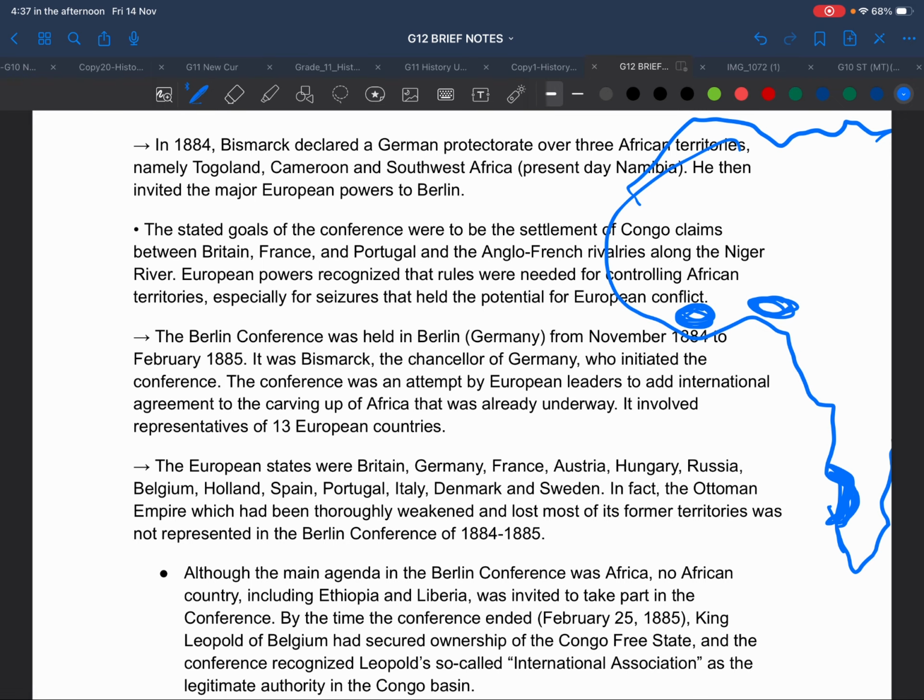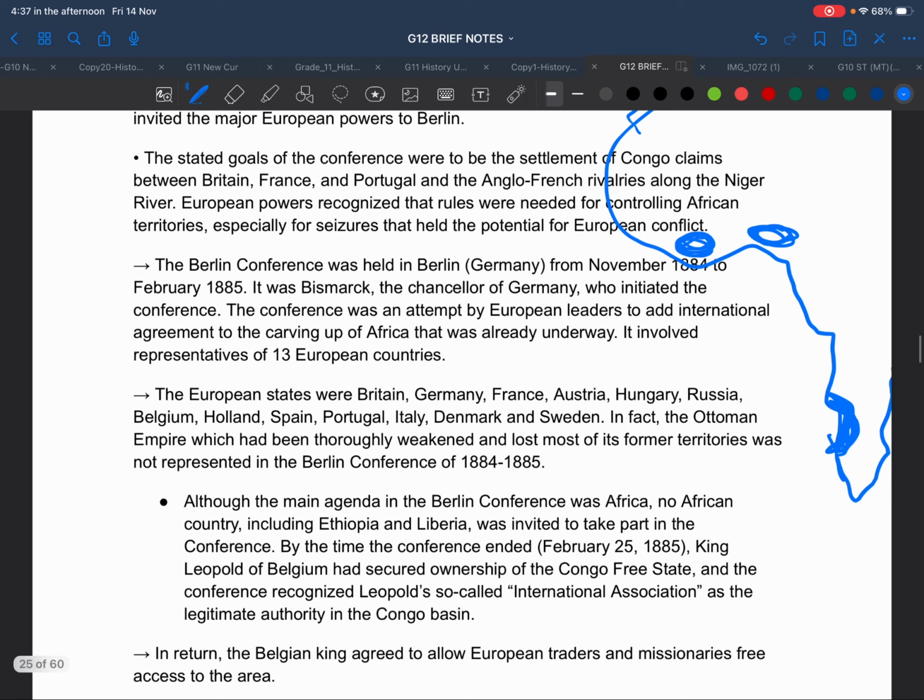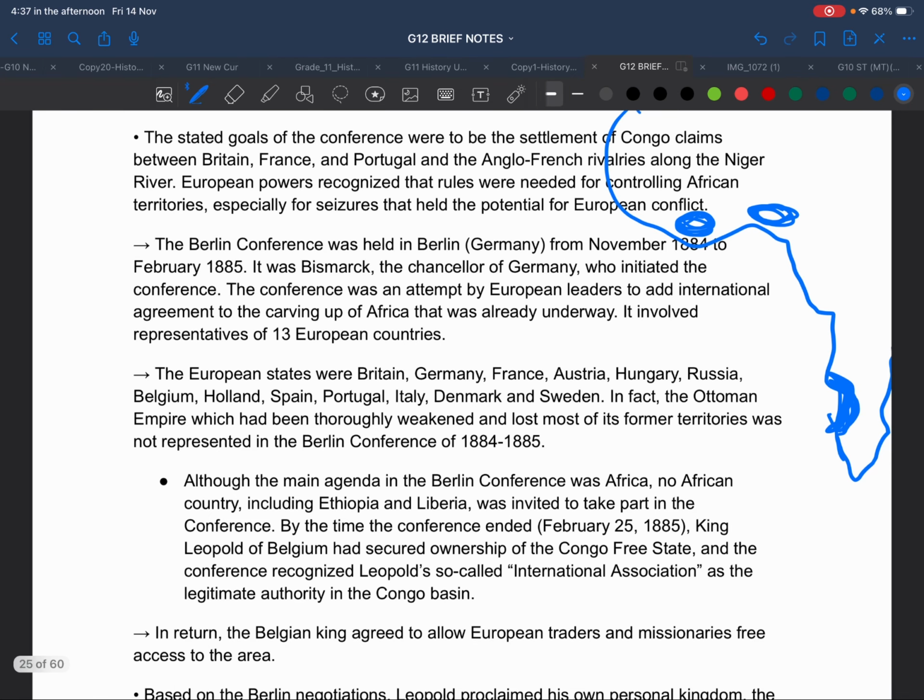He then invited the major European powers to Berlin. Germany became the host nation. The stated goals of the conference were to be the settlement of Congo claims between Britain, France, and Portugal, and the Anglo-French rivalries along the Niger River. These powers, Britain, France, and Portugal, were coming to control Congo. This is Congo, what's called today DRC.